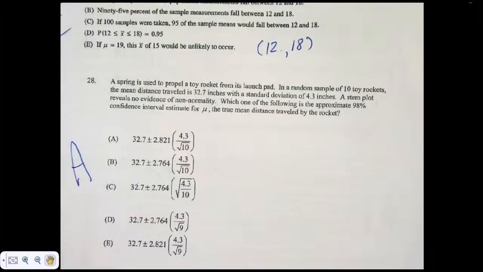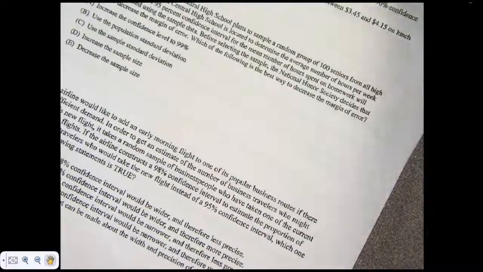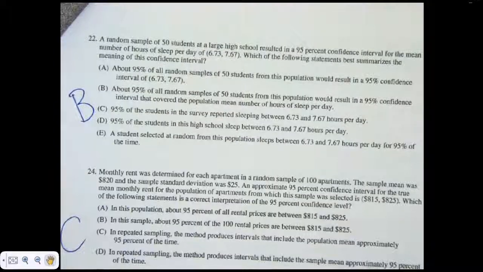Number 28 is really similar to, which one was that? Previous page. Really similar to number 8. It should be A. Do you want me to talk through why that's A? I think that was reasonably self-explanatory.